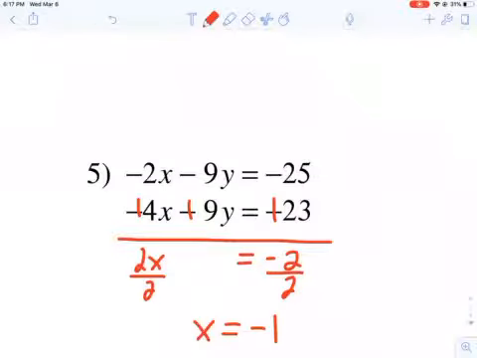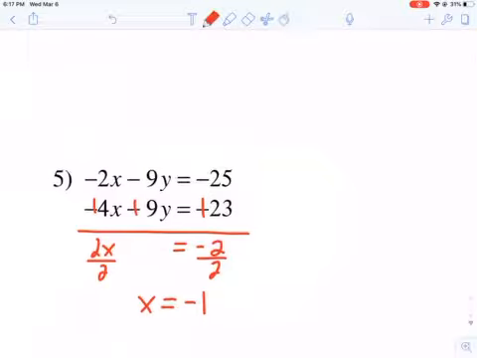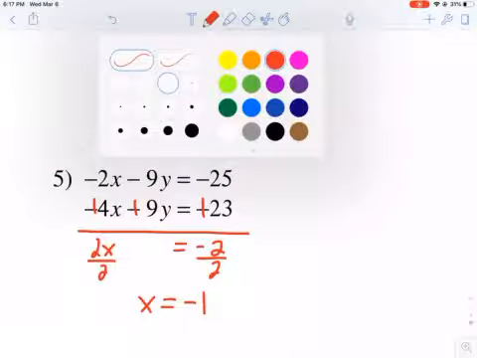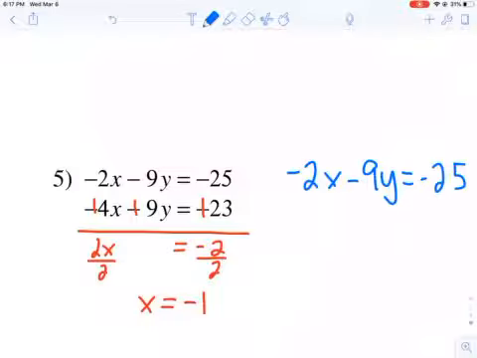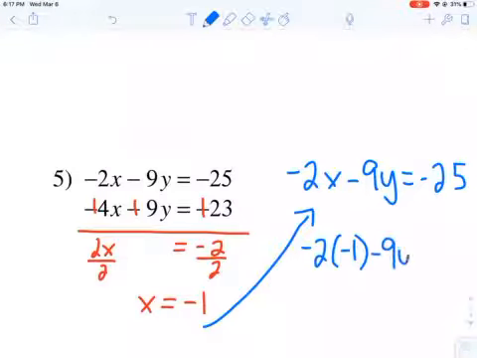So in this case, instead of adding necessarily, I subtracted. And again, some teachers will tell you multiply by negative 1. I just use subtraction. So you can go either way, whatever your teacher emphasizes. Listen to your teacher. Now, in this case, what I'm going to do is I'm going to plug in x, and I'll use the first equation this time. So I get negative 2x minus 9y equals negative 25. So now I'm going to plug in negative 1 here for x. So I'm going to get negative 2 times negative 1 minus 9y equals negative 25.